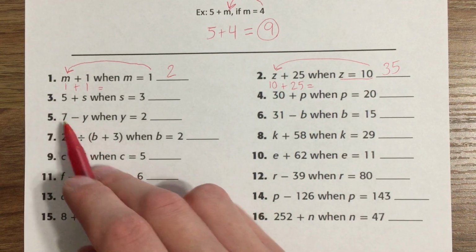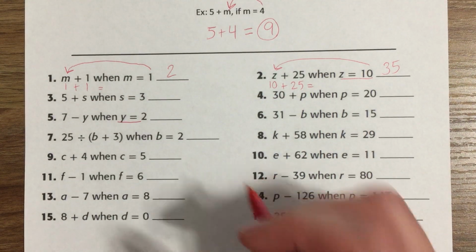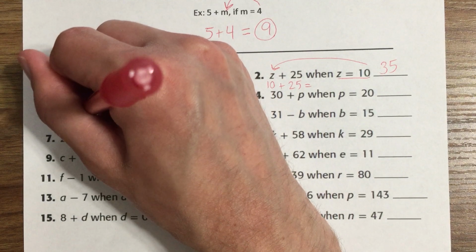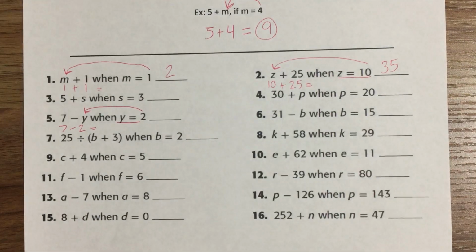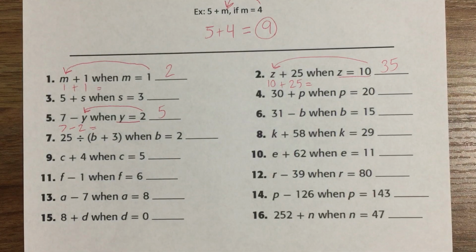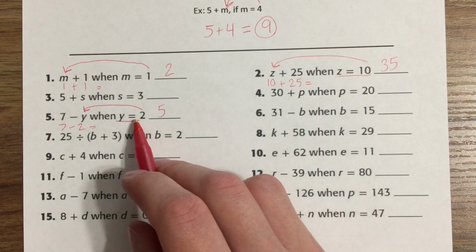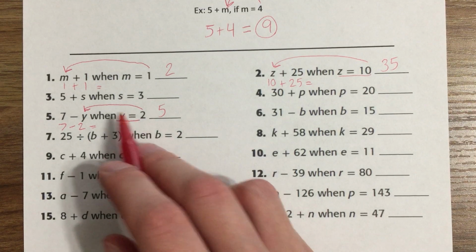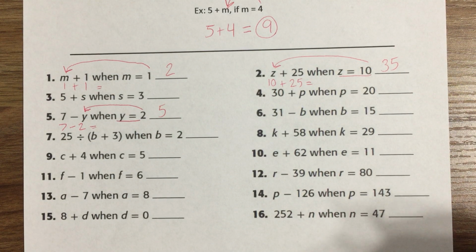Let's practice one with a subtraction problem. Let's go to number 5, 7 minus y. Well, they tell us right here, y equals 2. Let's plug that 2 in for y. 7 minus 2, what does that equal? It equals 5. So that's all you're doing when you have one of these. You take whatever number that letter stands for, you plug that number in for the letter, and we're in business.